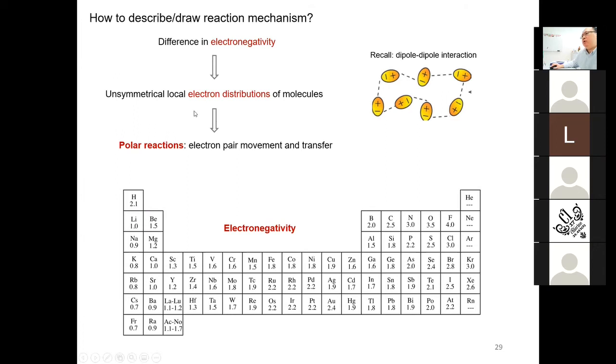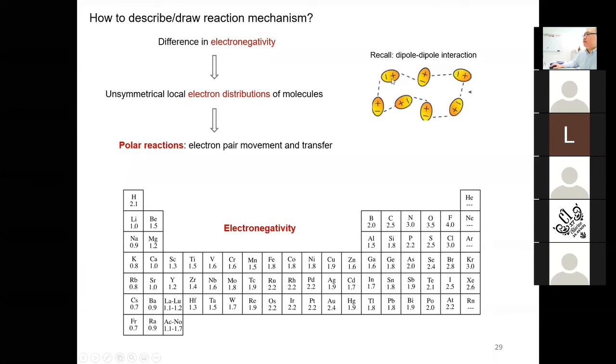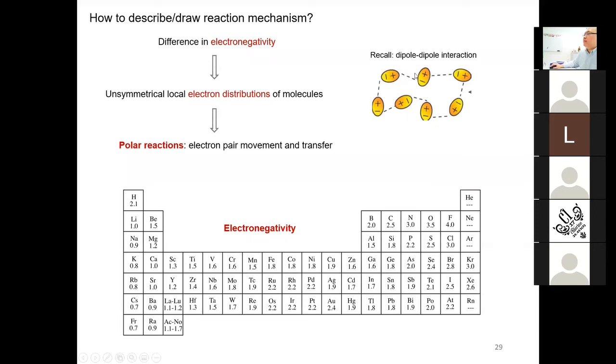So the unsymmetric local electron distribution of a molecule gives what we call a dipole, right? This is what we learned: some part of the molecule draws electrons, some part of the molecule gives out electrons, so there is a dipole. And between different molecules, if they have dipoles, they have dipole-dipole interactions. So that's what we learned in the last chapter. But here we are going to learn that because of this uneven, unsymmetric local electron distribution, we can now have reactions. Okay, not only some small interactions: because these electron densities are different, we can now have reactions that involve bond breaking and making.